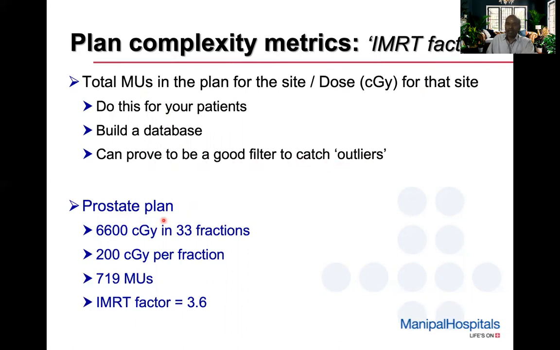For example, in a prostate plan to deliver 66 Gy in 33 fractions, which is 200 centigray per fraction, we get 719 MUs for a particular patient. So what is the IMRT factor? 719 divided by 200 gives 3.6. Like this, you can do it for several patients and arrive at what your typical IMRT factor is. If any particular patient shows a completely different figure, you will be able to catch that outlier very easily.